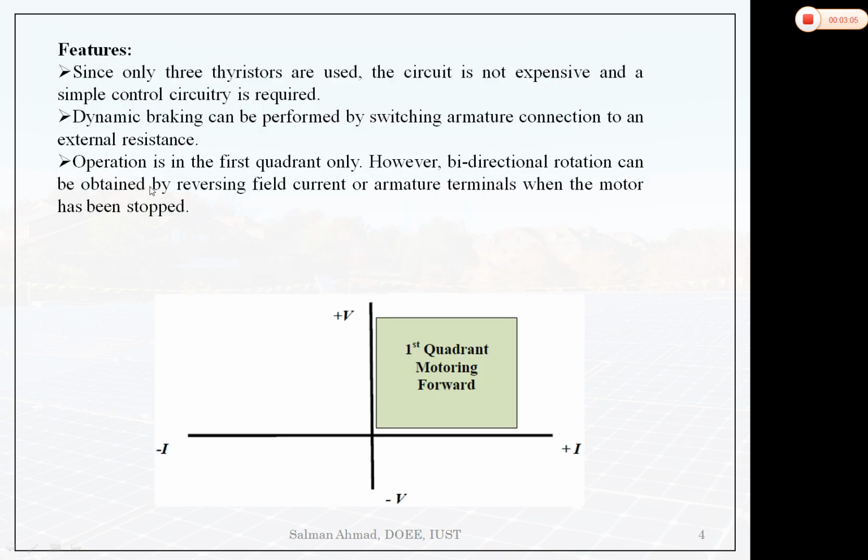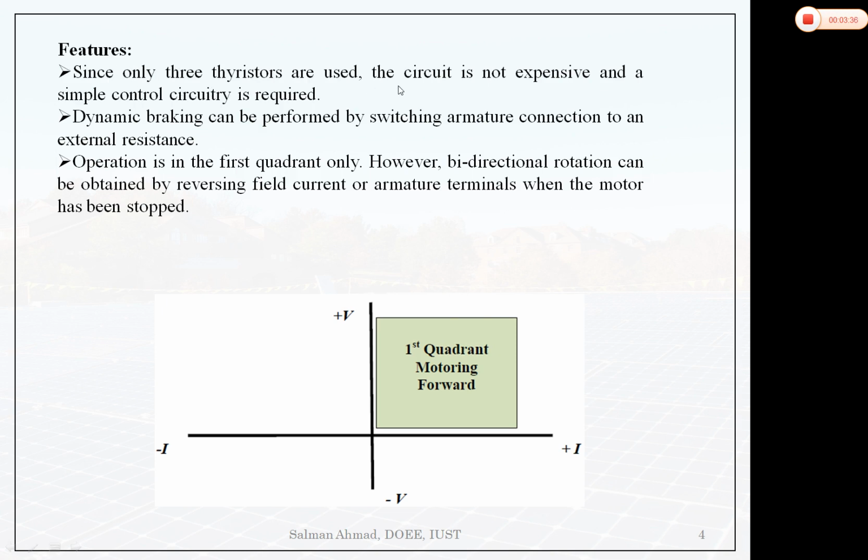So this is a first quadrant drive. The three-phase semi-converter DC motor drive will work only in the first quadrant, that is, voltage is positive and current is positive. Negative voltage we are not getting because it is a semi-converter drive, and also we have one freewheeling diode. So negative voltage is not possible. So we have only motoring operation. These are some features.